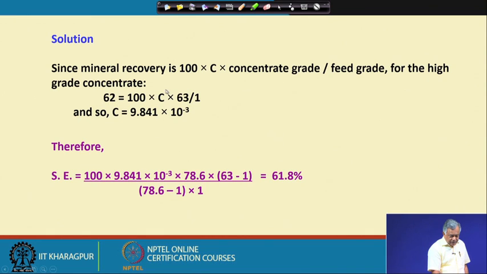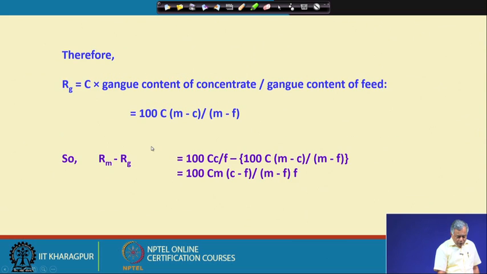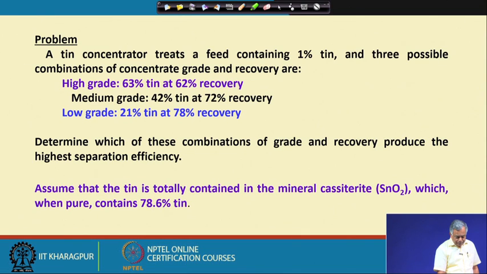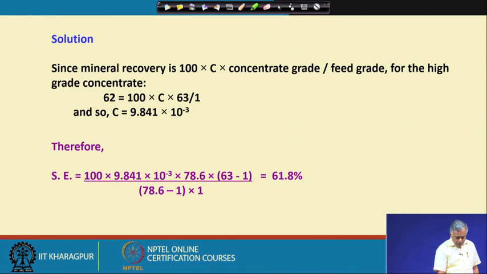So, I will calculate C as 9.841 times 10 to the power minus 3. That fraction has been recovered into the concentrate. Now, it is a matter of simply putting in all these values. The m value we have already been given as 78.6, and if you put all the values into the equation of separation efficiency, that is R m minus R g, then you can easily calculate that your separation efficiency is 61.8% for the high grade ore.